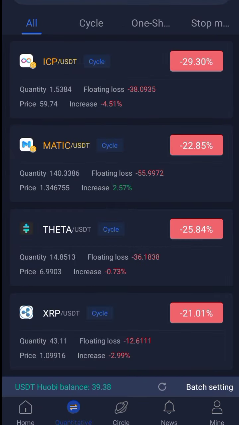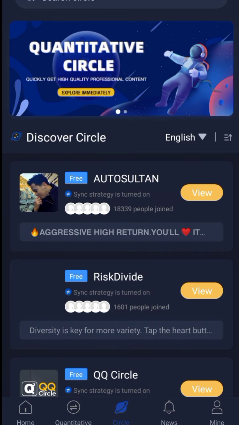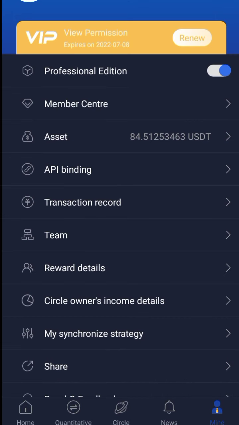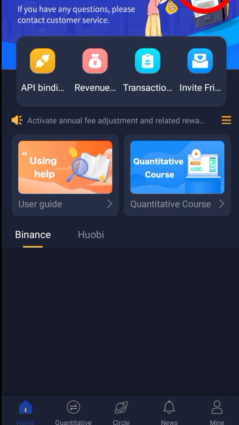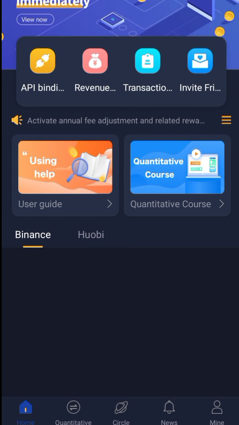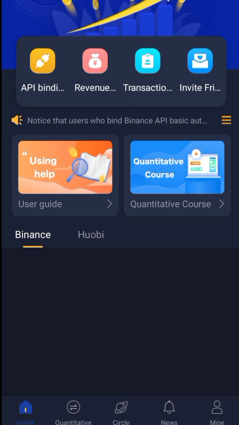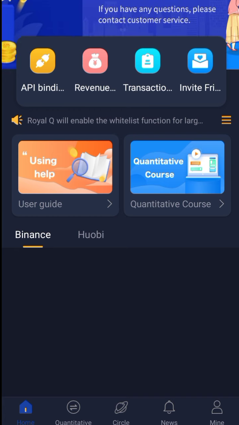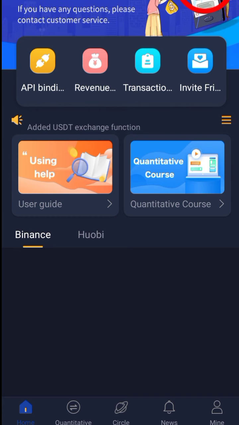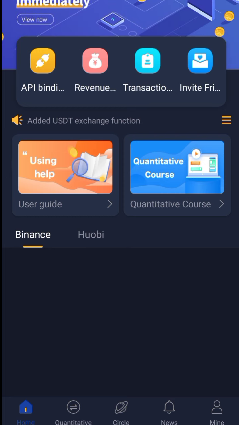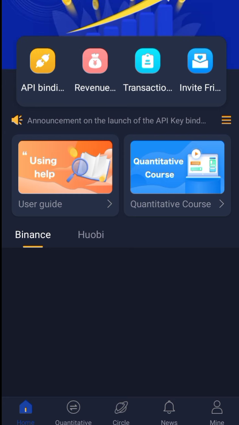We see the quantitative. We see the circle, news, and mine. The home is all about where you can see the API binding, the revenue, transaction, and invite friends from the top. Then you can see the user guide. You can also see the quantitative course where you can learn more about trading. But the main thing we are going to learn today is how to trade, how to set up a strategy to start trading for us.